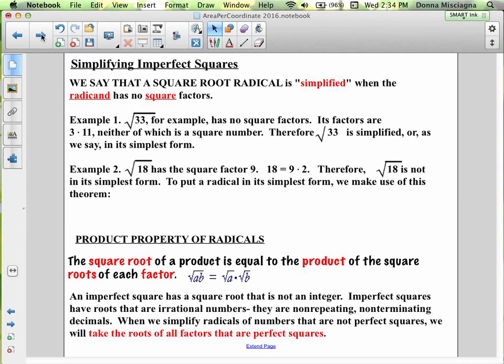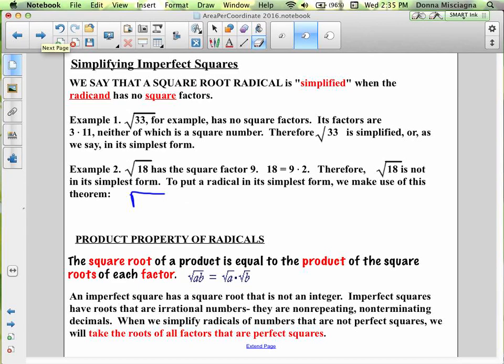So therefore, the square root of 18 is not in its simplest form. To put a radical in its simplest form, we make use of this theorem, and that theorem is the product property of radicals. In other words, I can take a radical and divide it up into its factors.